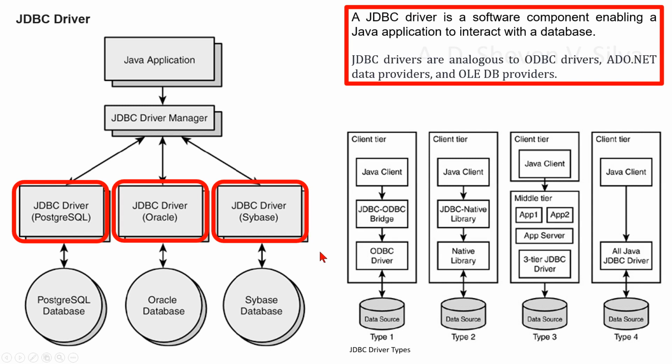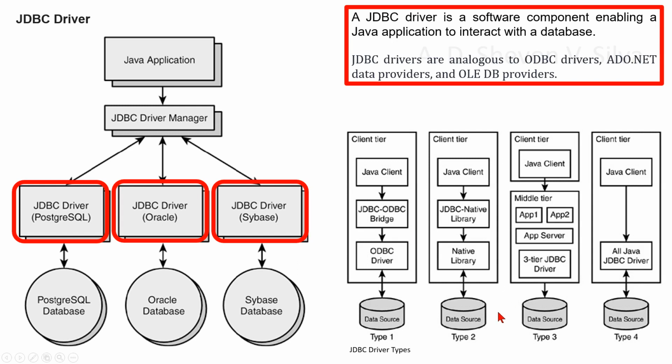Here you can see JDBC driver types. Type 1 JDBC driver. Type 1 JDBC drivers translate JDBC calls into ODBC calls. Type 1 JDBC drivers are usually called JDBC ODBC bridge drivers.